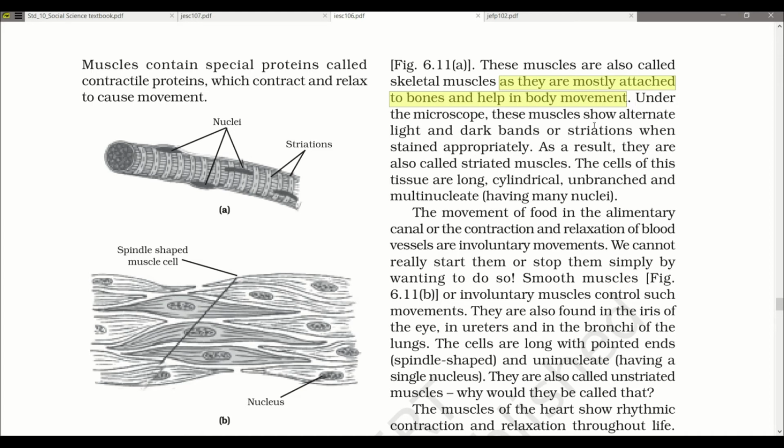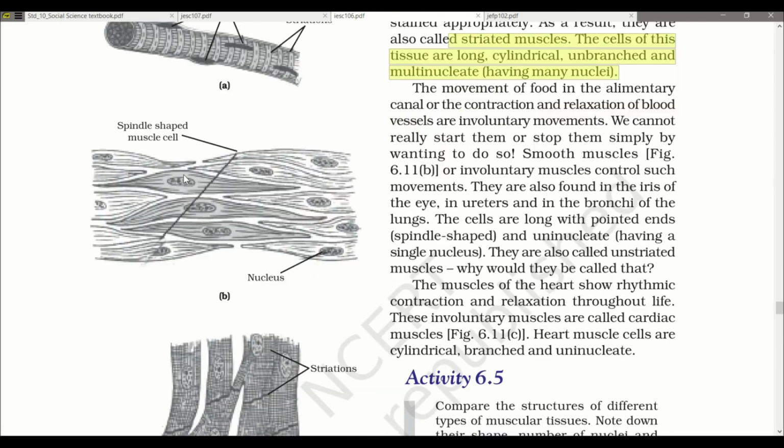Under the microscope, these muscles show alternate light and dark bands or striation when stained appropriately. So when you add color to that tissue for observing it under the microscope, you will find striation. That means the bands that you see in the diagram. As a result, they are also called striated muscles. The cells of this tissue are long, cylindrical, unbranched and multinucleated. That means a single cell contains many nuclei.